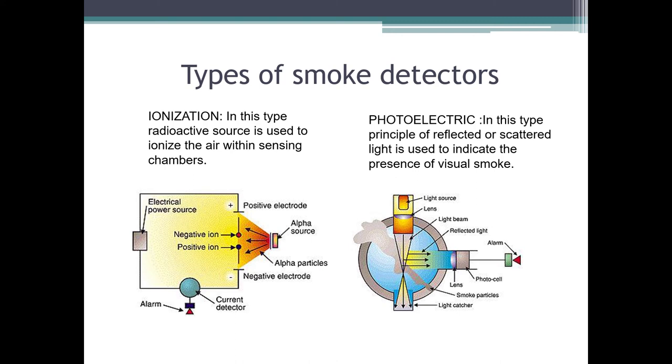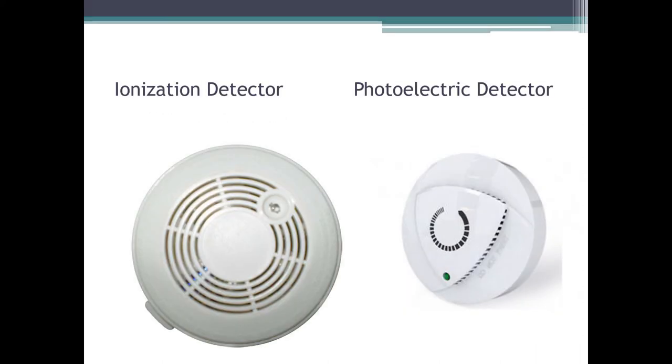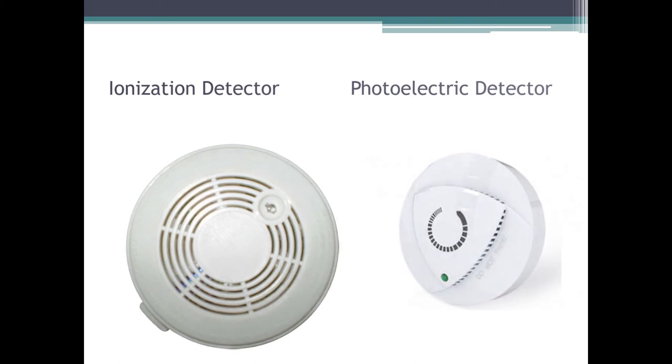First type is ionization, in which a radioactive source is used to ionize the air within sensing chambers. Another one is photoelectric. In this, the principle of reflected or scattered light is used to indicate the presence of visible smoke. So here are some pictures which you might have observed in any kind of commercial or residential buildings.